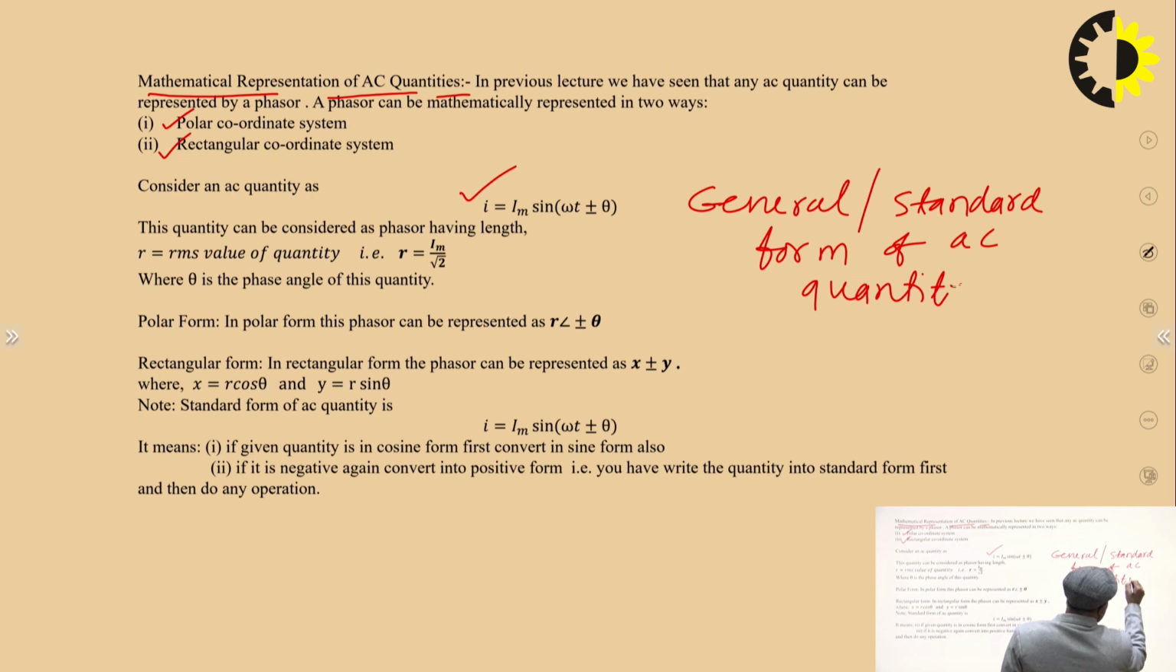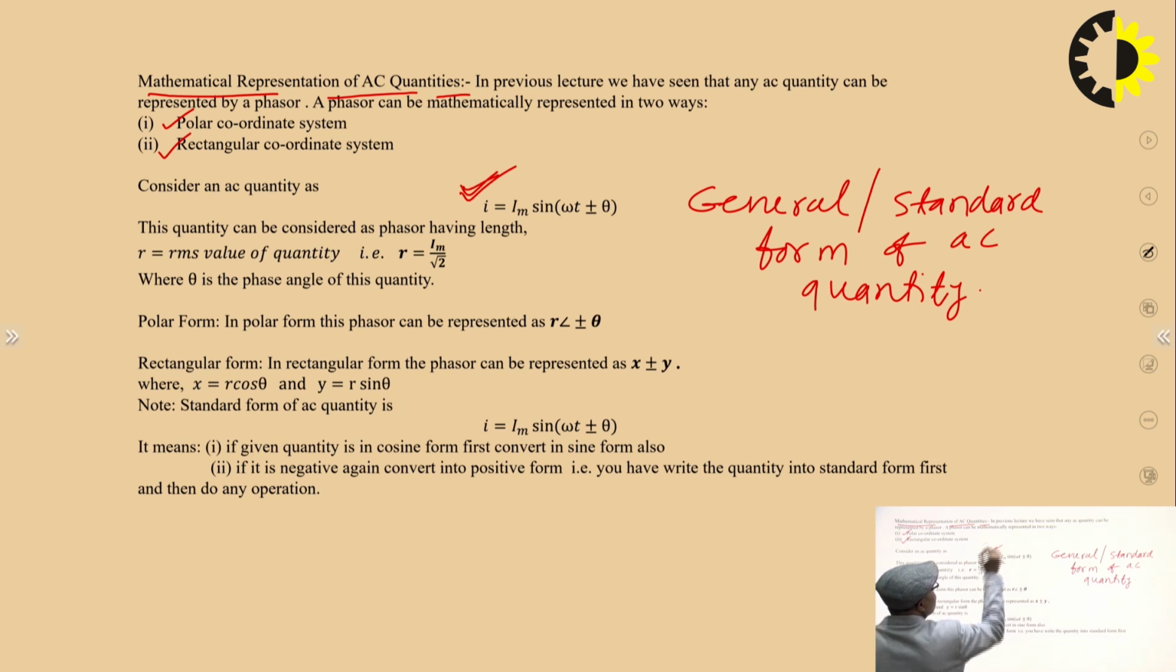Before performing any mathematical operation, that is addition, subtraction, multiplication or division, we have to write our given AC quantity in standard form. In this standard form, peak value is Im, phase angle is plus minus theta, and omega is the angular speed of rotation. Since peak value is given, we can calculate the RMS value, which will be peak value divided by √2, and theta is naturally the phase angle.